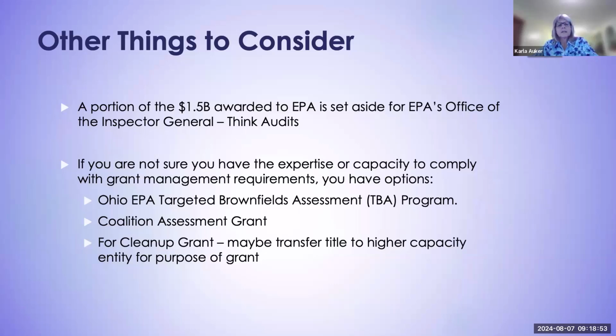Make sure that you've got the capacity and you've got the know-how to manage your federal grant and to meet all the reporting requirements and the procurement requirements and that sort of thing. And if you're not sure you have the expertise or the capacity to comply with these grant management requirements, you do have other options. And if you have questions, you can give me a call. You can talk to TAB. They're well aware of all these funding options, and you can talk to Ohio EPA.